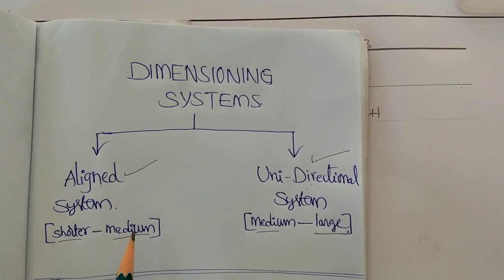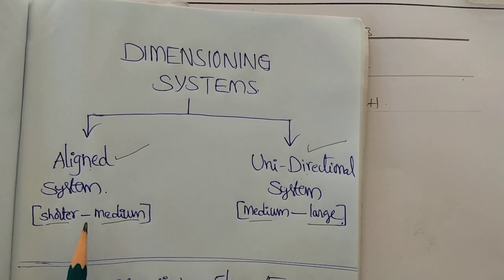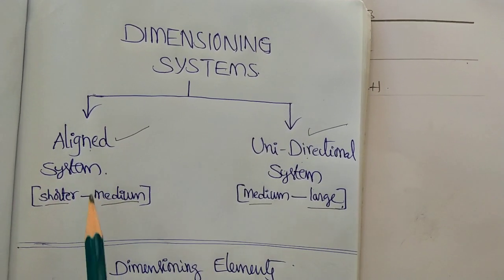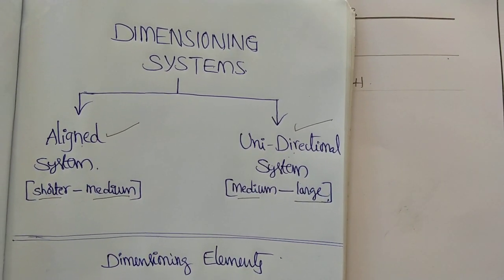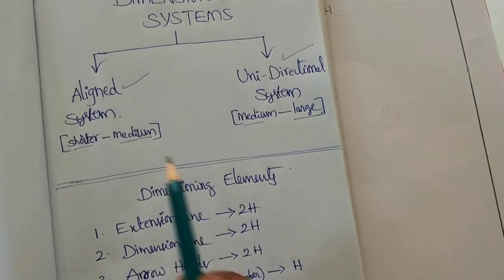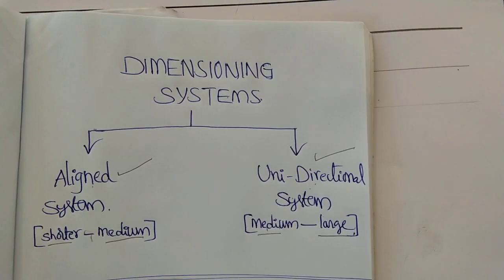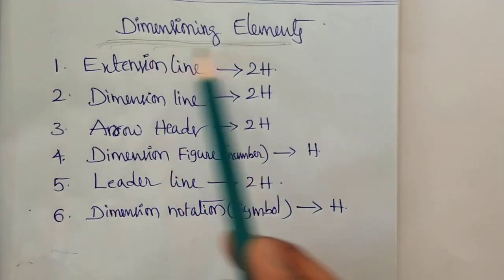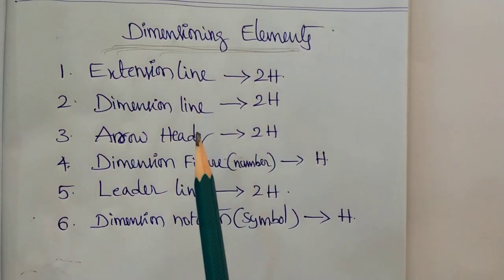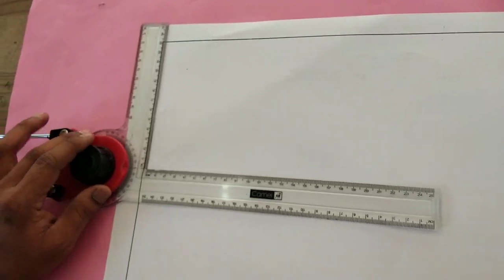And I am taking a diagram. For example, in the diagram we can see aligned, similarly unidirectional systems separately. So if you come into the dimensioning, for both the dimensioning systems we are having 6 dimensioning elements. With the help of these 6 dimensioning elements we can complete the dimensioning process. So let me take an example, and before going to that, we can see how to start the drawing.